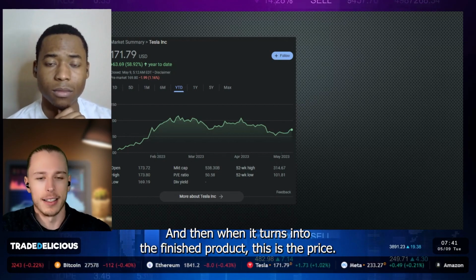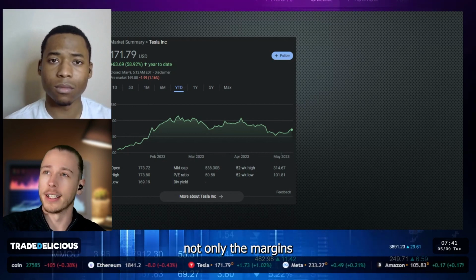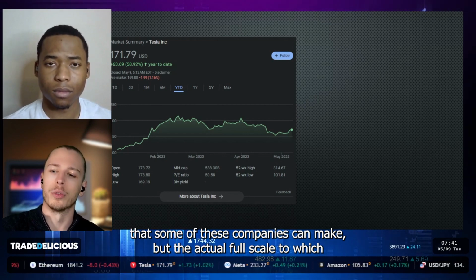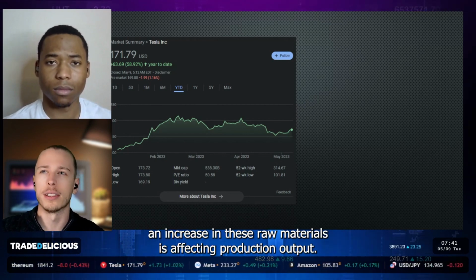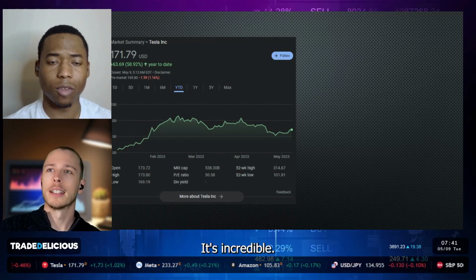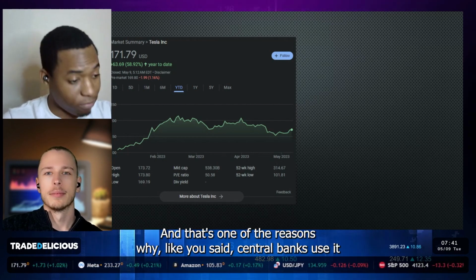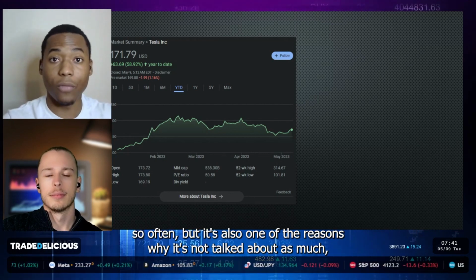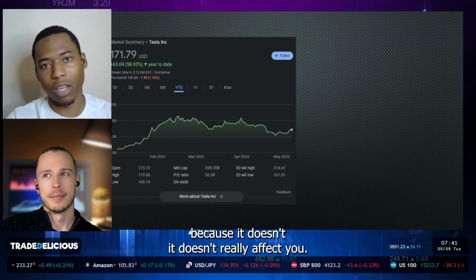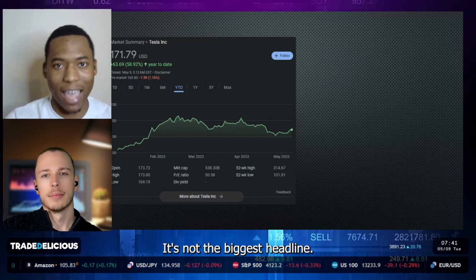But it's just so interesting to be able to picture that: okay, this is what we've got, this is what it is, and then when it turns into the finished product, this is the price. You can evaluate not only the margins that some of these companies can make, but the actual full scale to which an increase in these raw materials is affecting production output. It's incredible. Absolutely. And that's one of the reasons why, like you said, central banks use it so often. But it's also one of the reasons why it's not talked about as much, because it doesn't really affect you and I. It's not the sexiest thing. It's not the biggest headline.